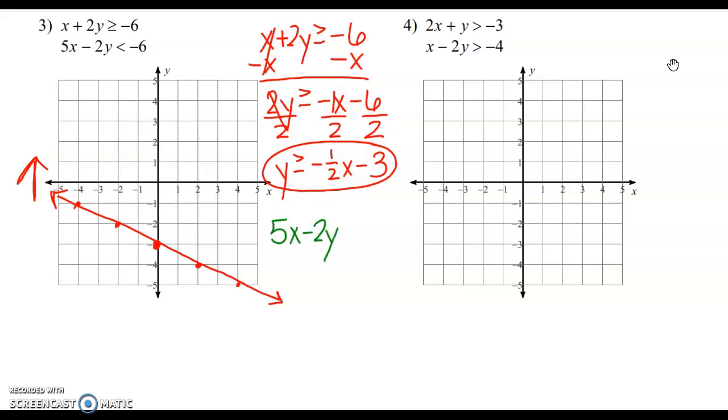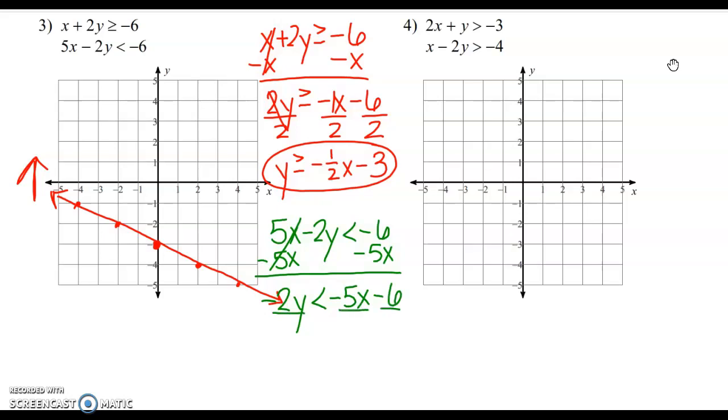5x minus 2y is less than -6. So to get rid of 5x, I would subtract 5x on both sides. So I'm sitting at -2y is less than -5x minus 6. To get rid of a multiply by -2, I divide by -2. And remember, inequalities, if you multiply or divide by a negative, you have to flip the inequality. So this becomes y is greater than -5 over -2. The negatives would cancel out.